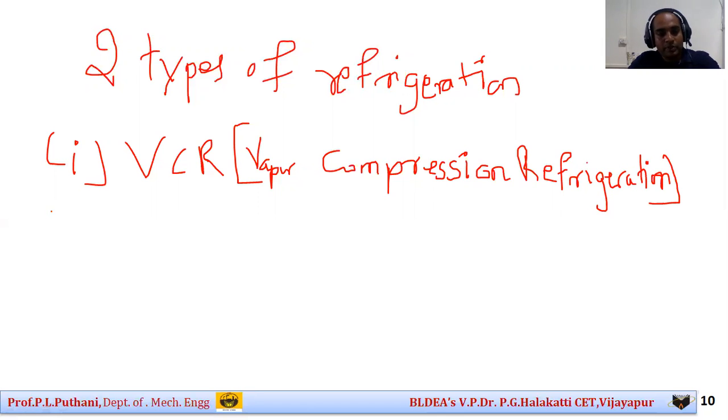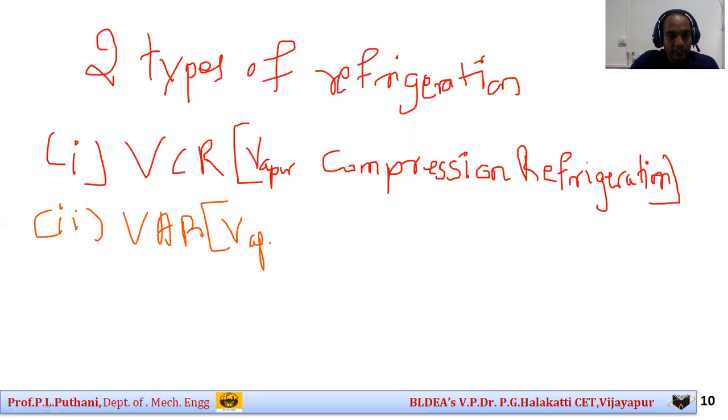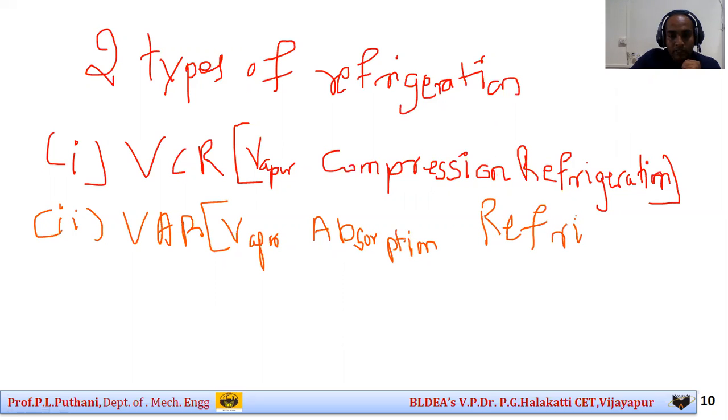The second type is VAR. Here we don't have a compressor. As I said, the compressor is replaced by an absorption unit. It has some other devices whose main function is regarding the flow of refrigerant to the condenser itself. That we'll be discussing in the next session. So the other one is vapor absorption refrigeration. These are the two types of refrigeration. Already I have told you that the working of a refrigerator and VCR are the same. You can write the same sketch and same explanation for both of them.